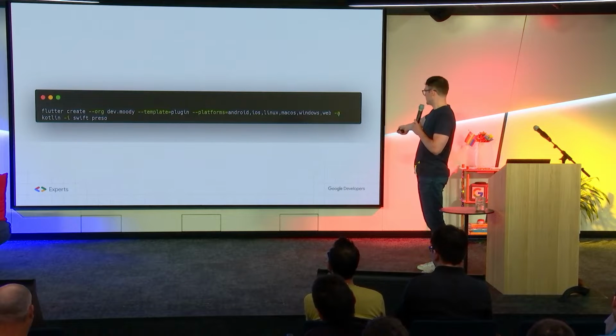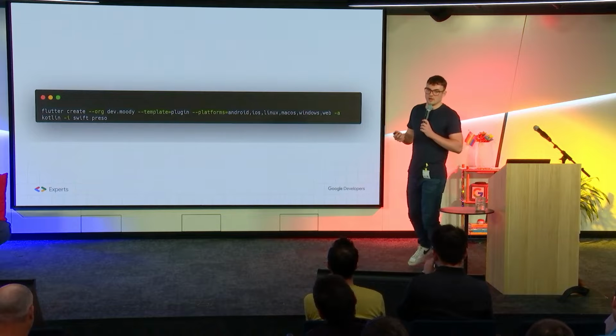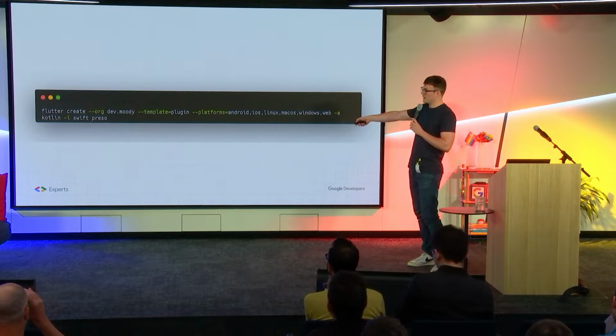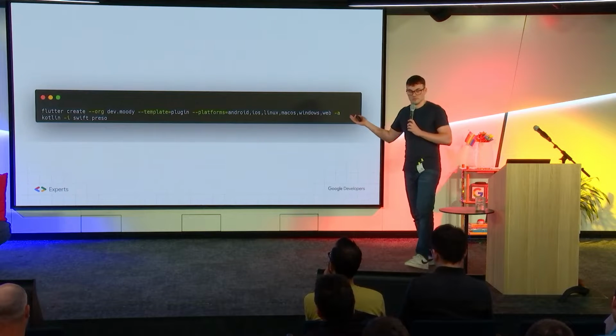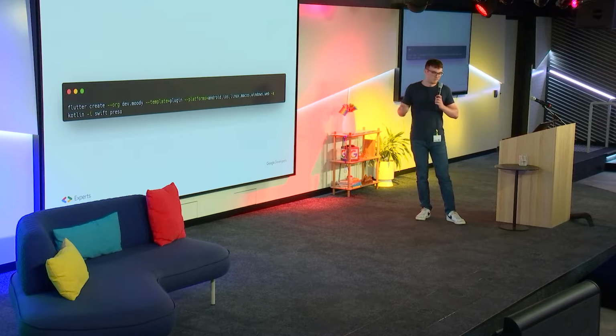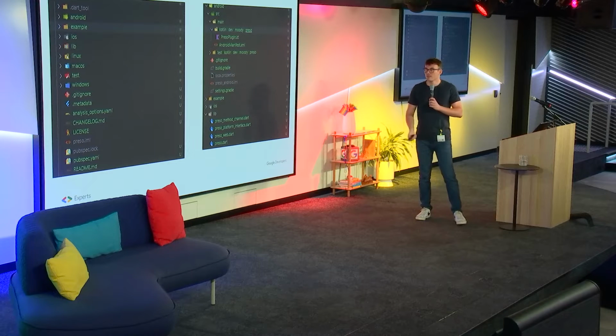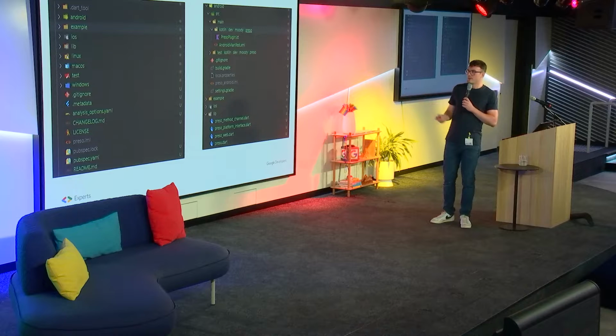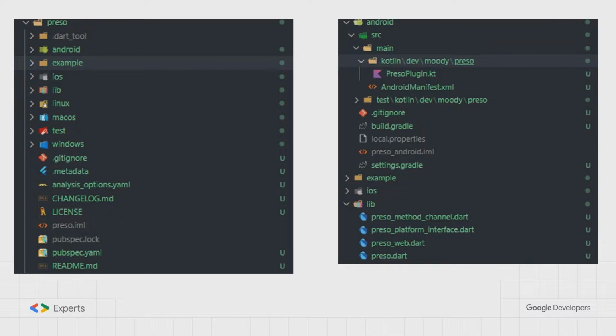It's good to mention here that I've done -a, which is essentially saying for Android I want to use the Kotlin language, and -i for iOS, I want to use Swift. And I've called it Prezzo. Couldn't think of a name. So it generates this big folder or package here, which you're pretty familiar with, I imagine. It's just the structure or architecture for a Flutter package or plugin.